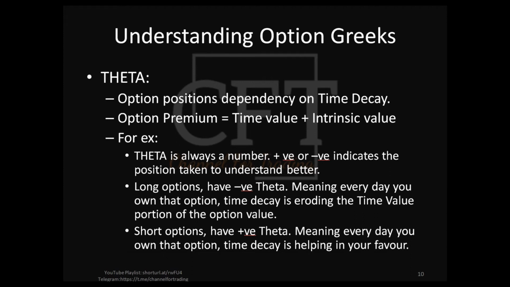So in this example, what we have seen is that theta is always a number. Positive or negative indicates the position taken. In the example I gave, negative 0.5, the 0.5 is actually the theta value, and the negative indicates we are on the buy position. So every day we hold this option position, we are going to lose 0.5 points. If the theta is negative 0.6, that means every day we are going to lose 0.6 points on that option position if we are on the buy side.